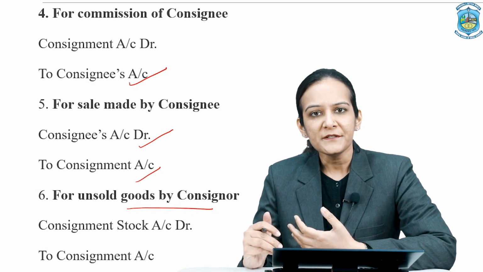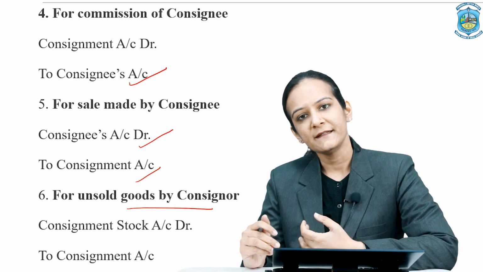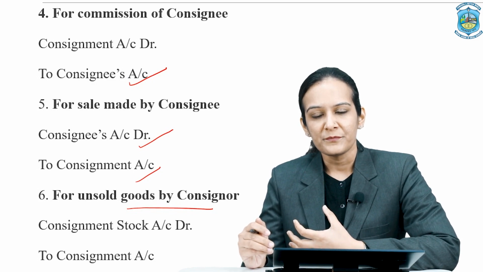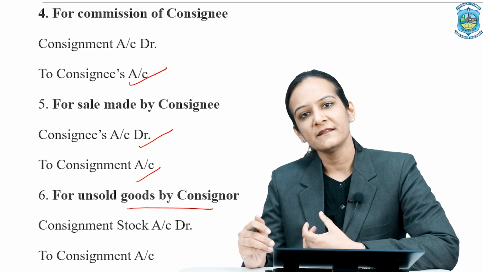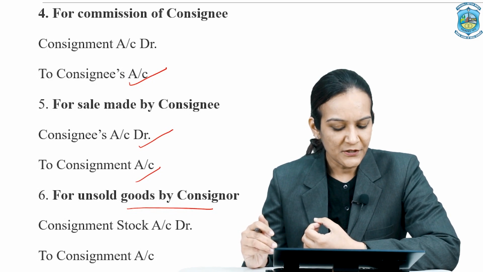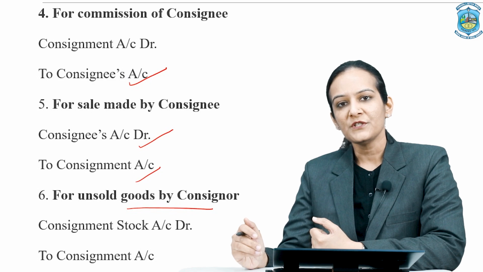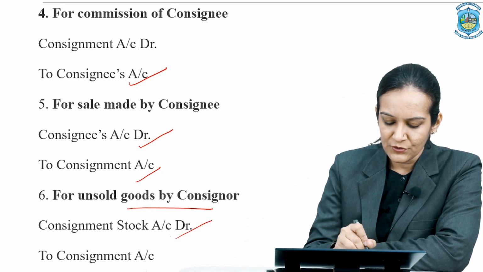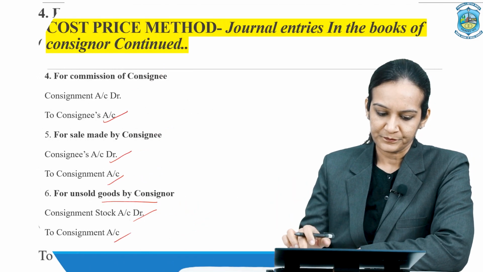Generally, the entire goods transferred by the consignor to the consignee are not sold out. Some goods still remain with the consignee, and those goods are known as closing stock. The unsold goods are known as closing stock. So when the closing stock is there, the entry is consignment stock account debited to consignment account.